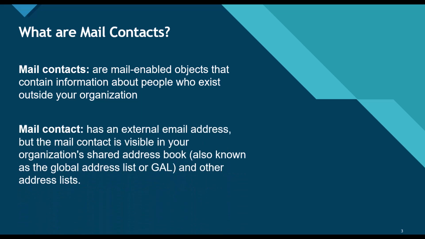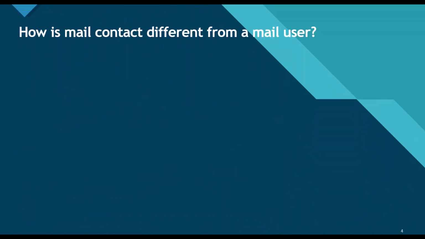So mail contacts have an external email address, but the mail contact is visible in your organization's shared address book, which is also known as the global address list, or GAL, and other address lists. So for this user, basically, they have an external email address. It is not an email address of your organization. So this email address that the user has is actually visible in your organization's shared address book, which is the global address list.